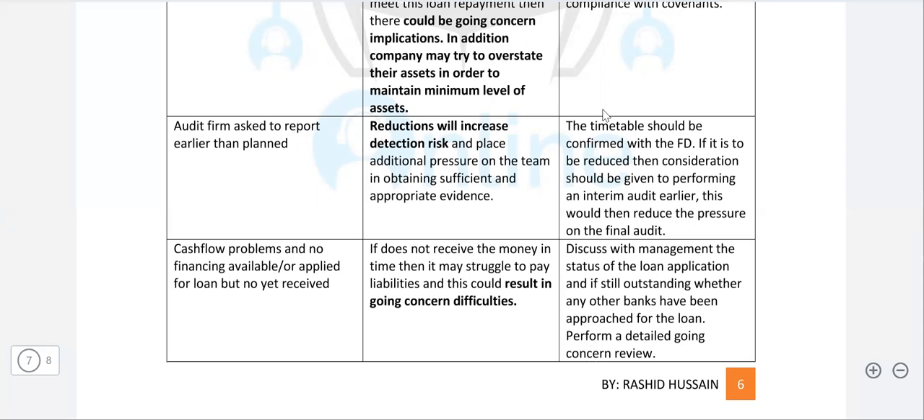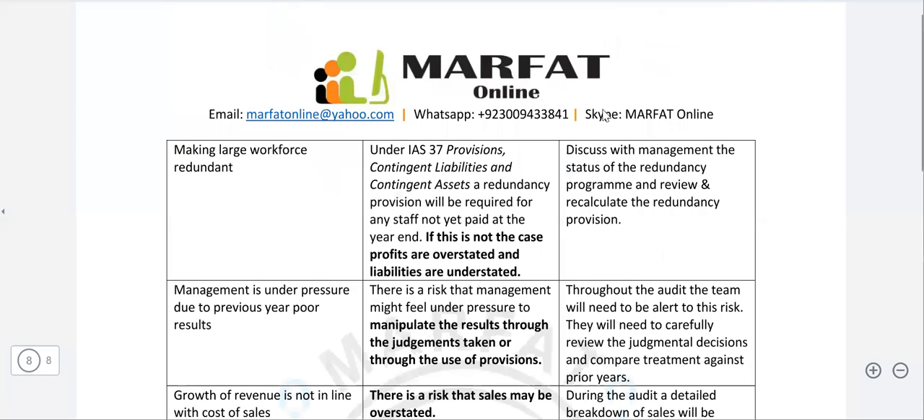So how is going concern an audit risk? Because if they're not a going concern, they should be preparing the financial statements on breakup basis. So there is a risk that they are not a going concern, but they have still prepared the financial statements on the going concern basis.